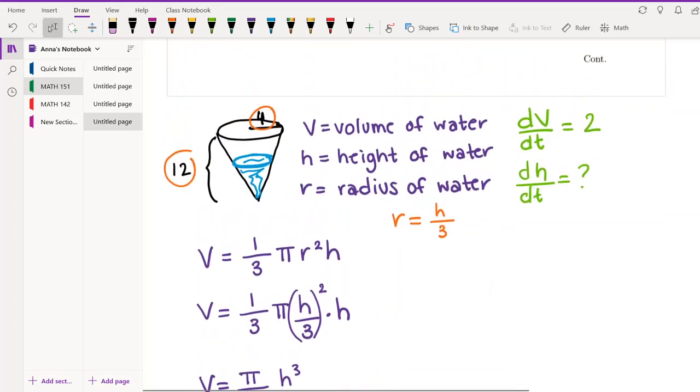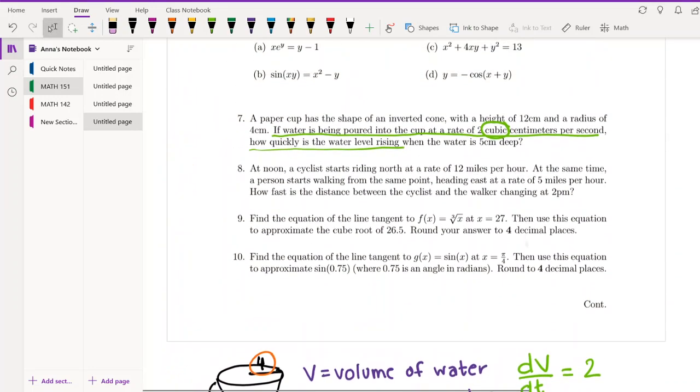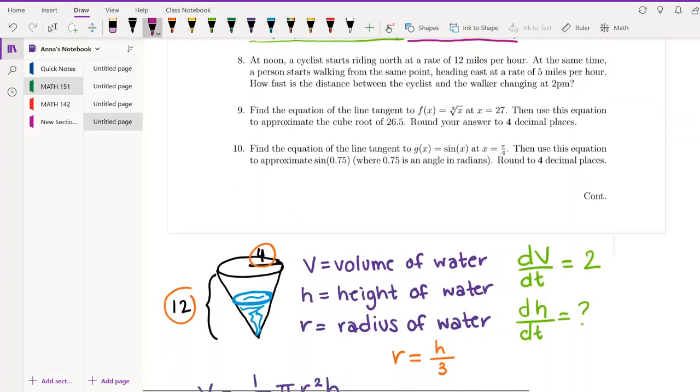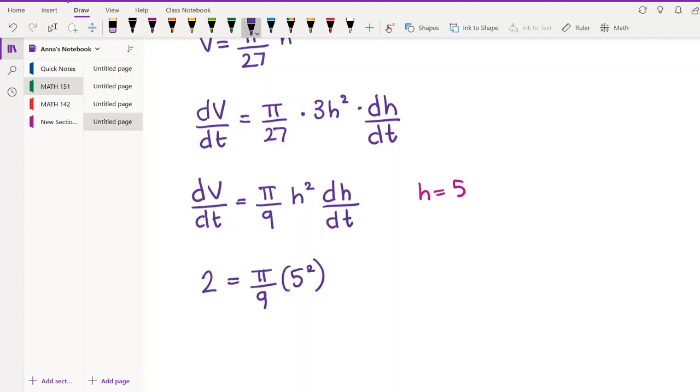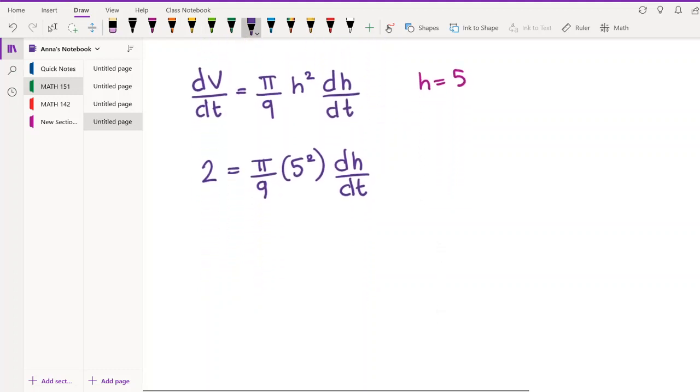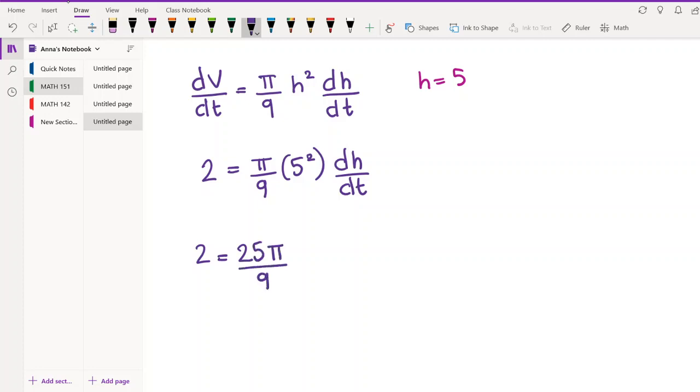And if we go back to the question, that's where we see when the water is 5 centimeters deep. So that means we're plugging in 5 for h. So h is equal to 5. We knew that dV/dt was equal to 2, and so we get 2 is equal to pi over 9 times 5 squared times dh/dt, and dh/dt is what we're trying to find. And so we get 2 is equal to 25 pi over 9 times dh/dt.